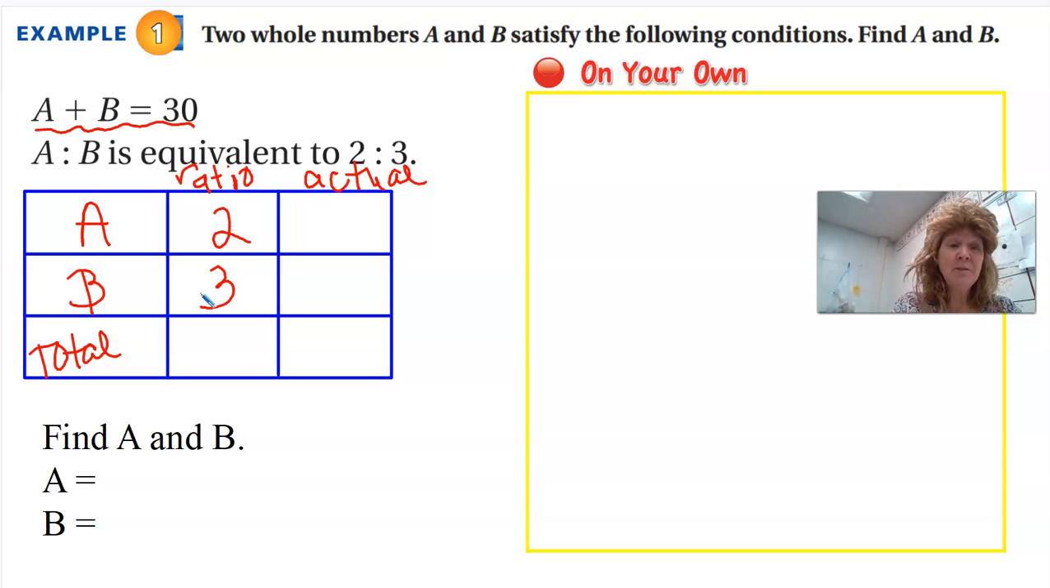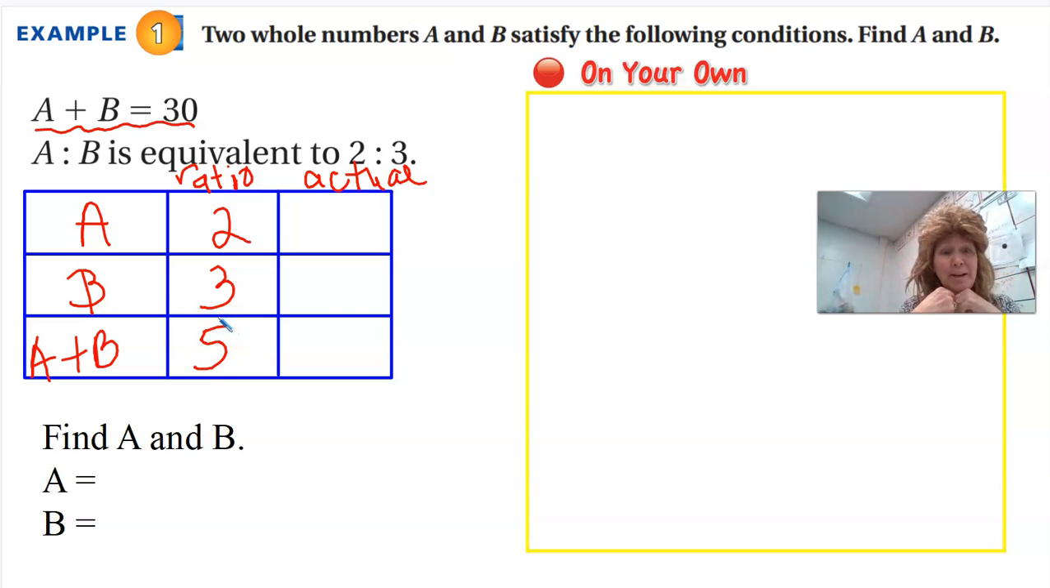So if the ratio from A to B is 2 to 3, I write it like this. Now the total here is actually A plus B. So let's go ahead and erase that. Instead of total, I'm giving myself some better clues. I'm going to write A plus B equals. Now in the ratio, my A plus B is 5.